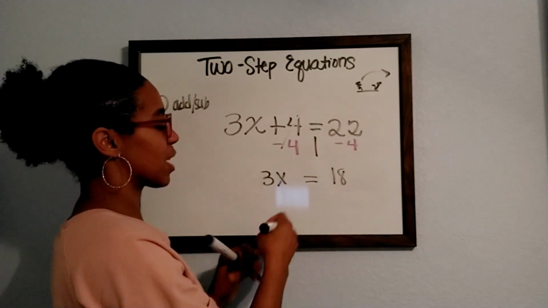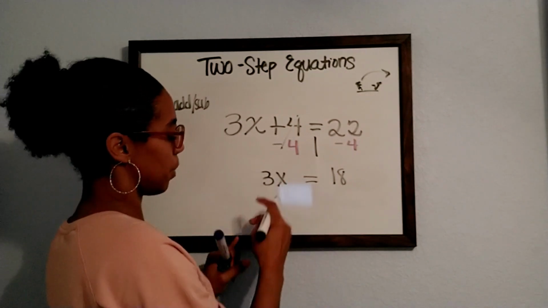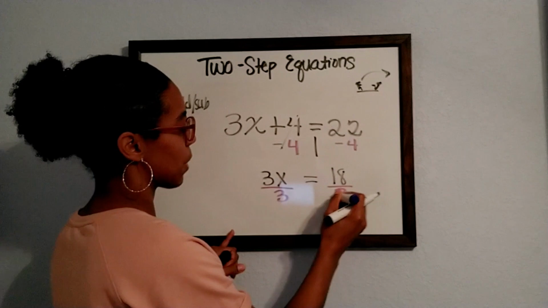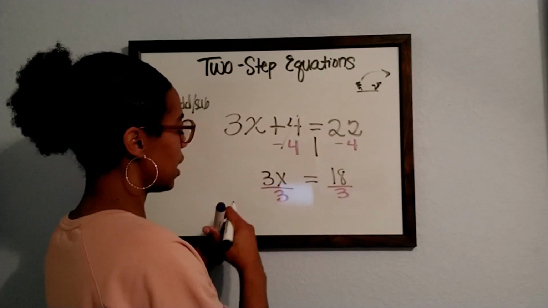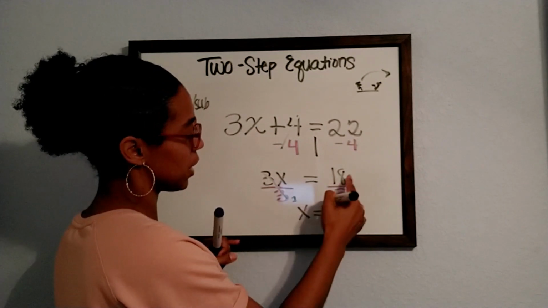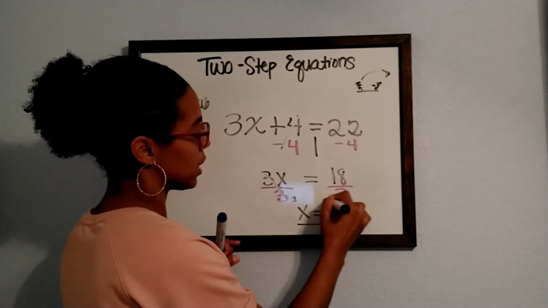Now, the only way to separate that multiplication is to apply division, because that's the opposite. So I'm going to divide both sides by 3. When I do that, this reduces down to a factor of 1 that I don't have to write in front. Then 18 divided by 3 is equal to 6.